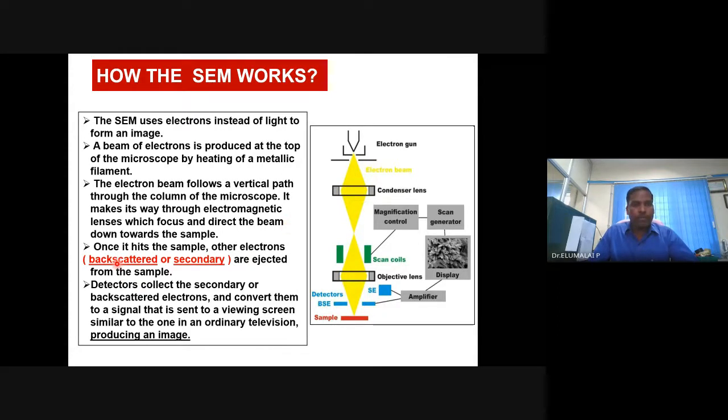Essentially, the electron can be scattered, backscattered, or it can eject secondary electrons. You impact an electron, it can pick up another electron from the material. Intensity, energy, direction of that electron will be different, and it gives much better information about the material.